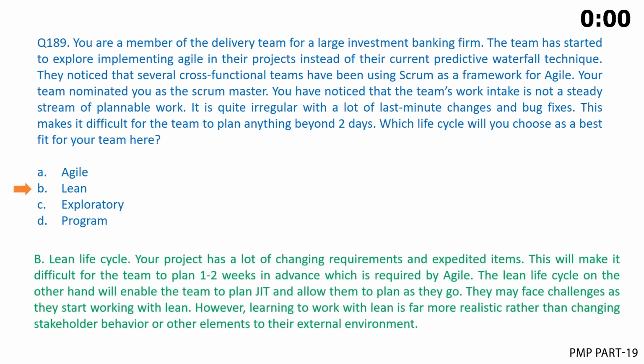The correct answer is B. Lean life cycle. Your project has a lot of changing requirements and expedited items. This will make it difficult for the team to plan 1 to 2 weeks in advance, which is required by Agile. The lean life cycle, on the other hand, will enable the team to plan JIT and allow them to plan as they go. They may face challenges as they start working with lean. However, learning to work with Lean is far more realistic rather than changing stakeholder behavior or other elements of their external environment.